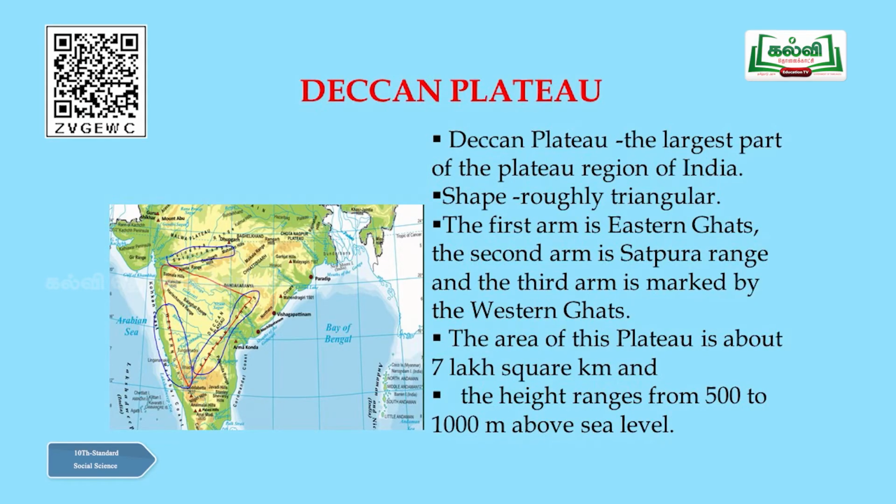And second thing is Deccan Plateau. See the map. This Deccan Plateau is somewhat triangular in shape. It is the largest of the plateau regions of India. Shape is roughly triangle. The first arm of this plateau is Eastern Ghats, the second arm is Satpura Range, and the third arm is Western Ghats. The area of this plateau is about 7 lakh square kilometer. The height ranges from 500 meter to 1000 meter above mean sea level.